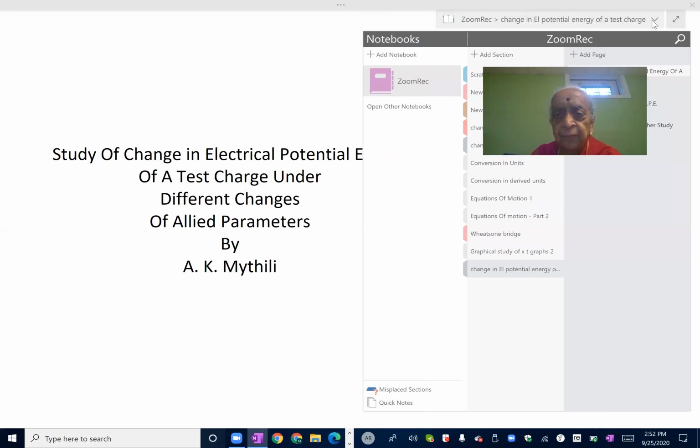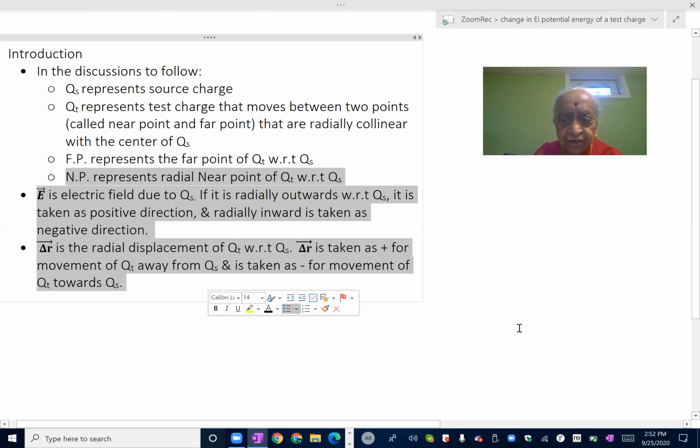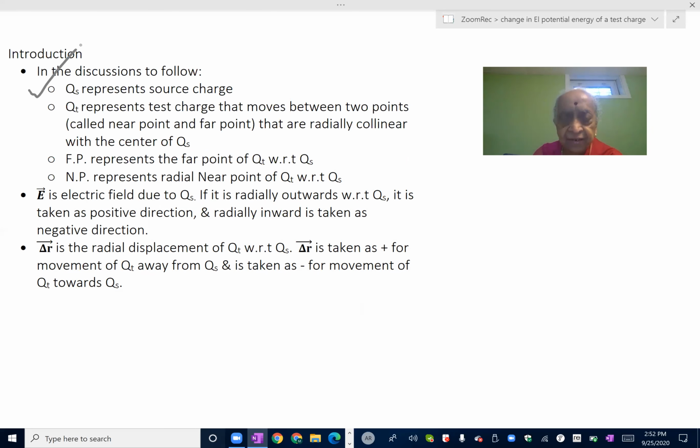Now, coming to the next part of the introduction, what each letter stands for is our next question. QS represents the source charge, as you know, which is going to exert the field and which is going to be responsible for an increase or a decrease in the potential energy of the test charge. QT represents the test charge, the main hero that is going to be studied today, and the change in potential energy of the test charge is the main topic of our discussion.